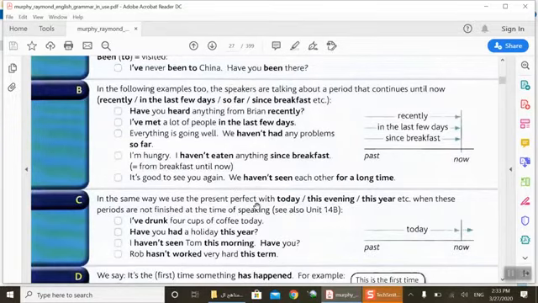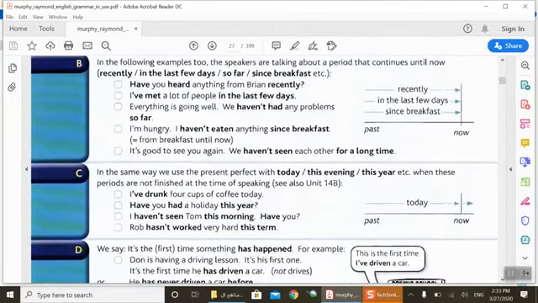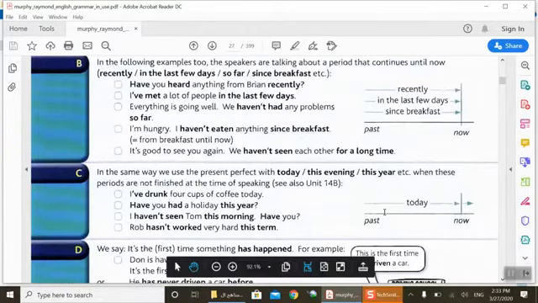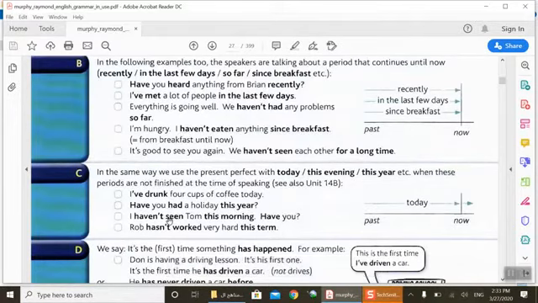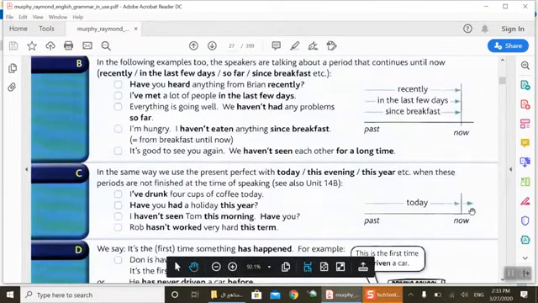In the same way, we use the present perfect with this today, this evening, this year, when? When these periods are not finished at the time of speaking. They are not finished yet. I've drunk 4 cups of coffee today. Okay, I've drunk 4 cups of coffee today. Meaning the day is not finished, for example. Today. Have you had a holiday this year? I haven't seen Tom this morning. Have you? You see, past, today, now.